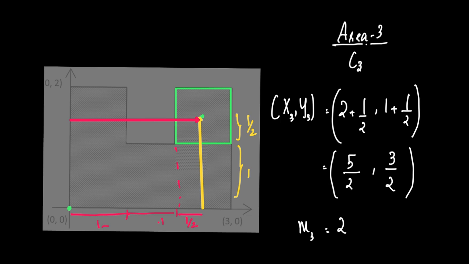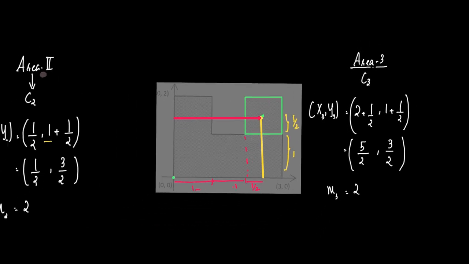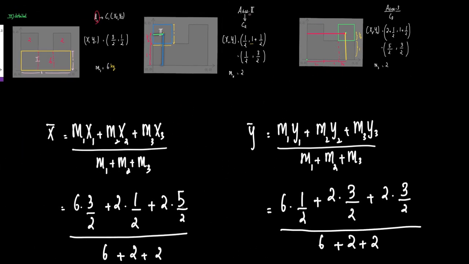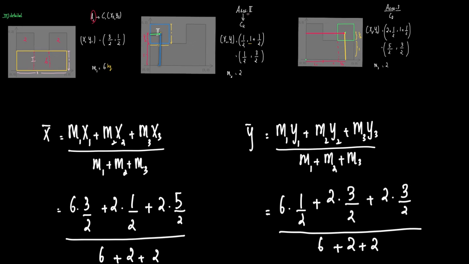Okay, right. So now we have calculated all the three coordinates, and then we know that the coordinates of the center of mass of the composite figure will be x bar and y bar, where x bar is given by m1 x1 plus m2 x2 plus m3 x3, y bar being given by m1 y1 plus m2 y2 plus m3 y3, divided by m1 plus m2 plus m3.